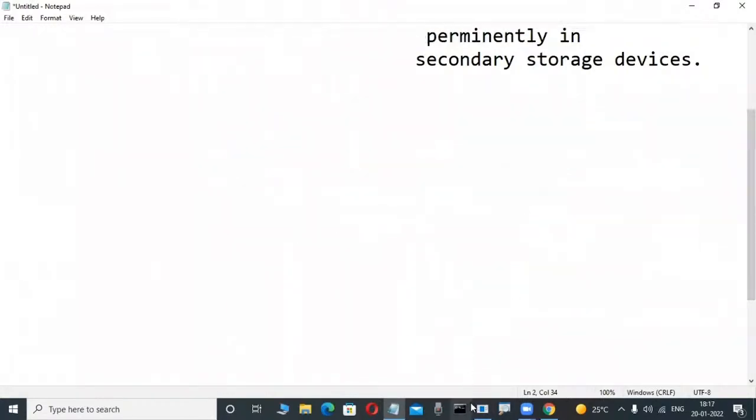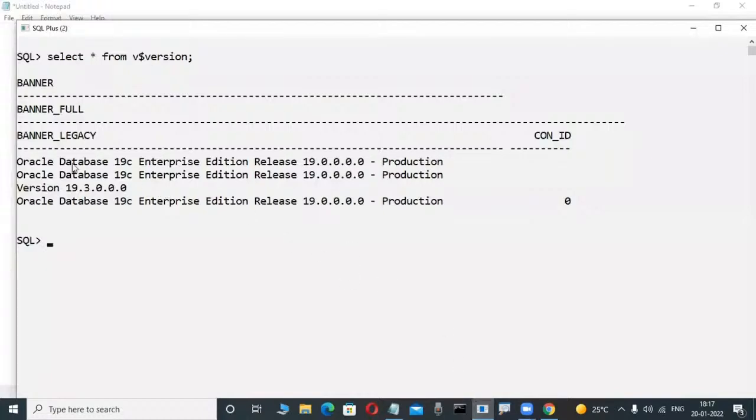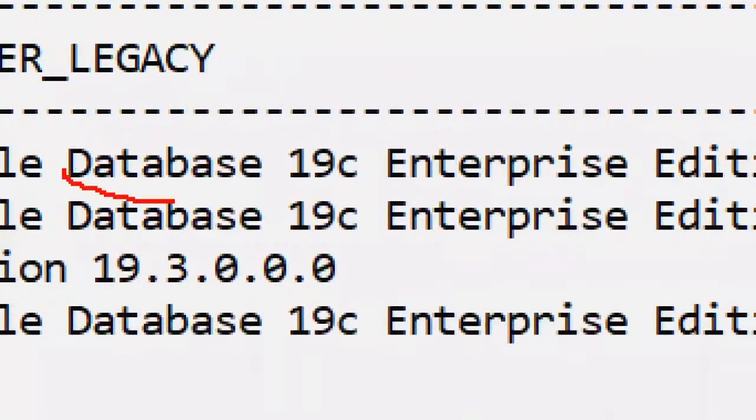Now check it out, concentrate here. For example, don't worry, suppose this is an Oracle database in my system. We are learning and teaching many classes.